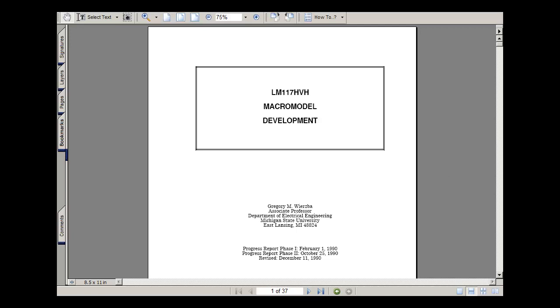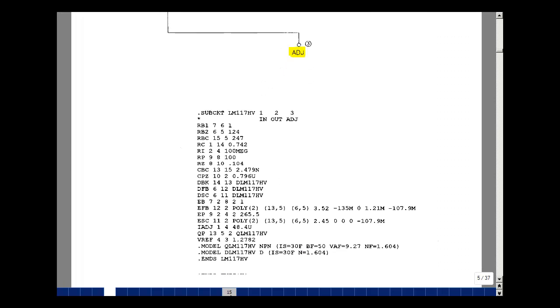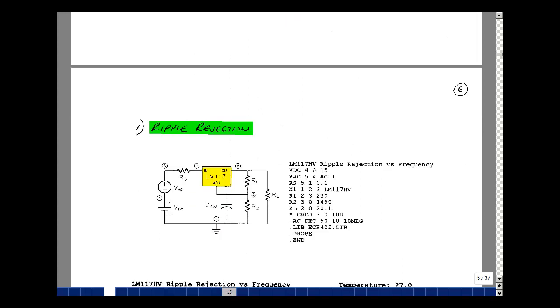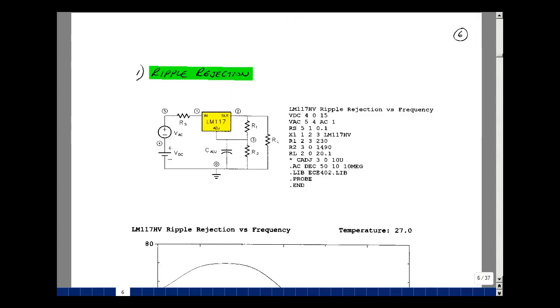Let's go back to the notes. Take a look at some test circuits. This first test circuit is called ripple rejection. Given a regulator where you have an input that's coming from a full wave rectifier and a filter capacitor, you're going to have a DC average voltage and some ripple riding on top of it. How much of that AC voltage comes through the circuit and gets to the load? Hopefully it would get reduced in size, but the ripple rejection is a measure of that.